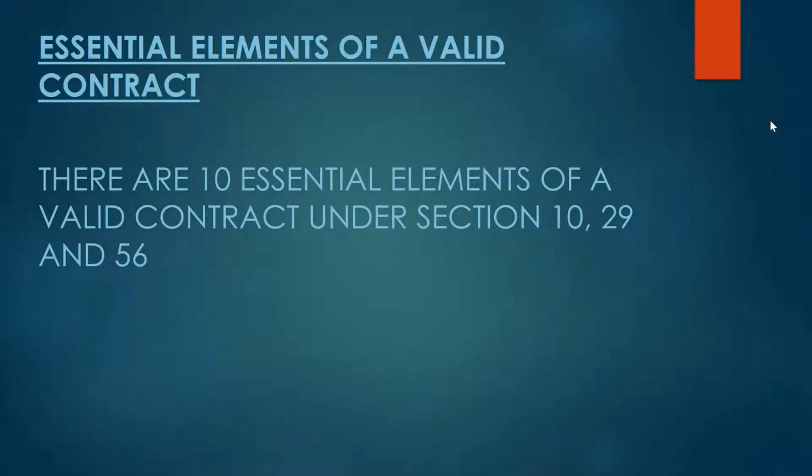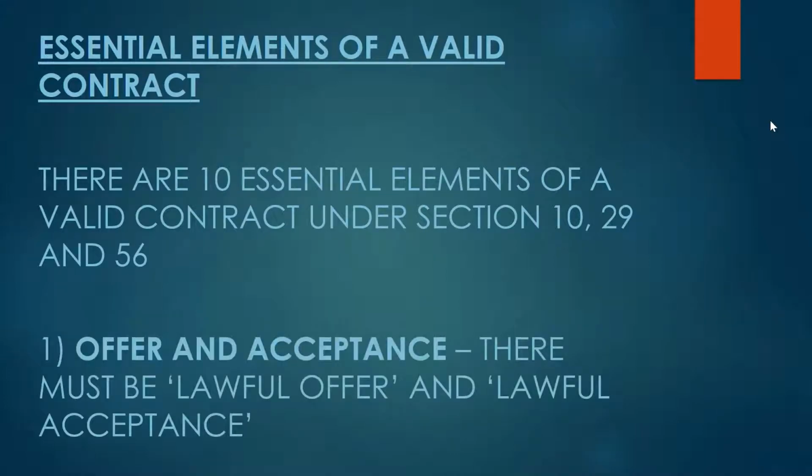Okay, so the first element we have is offer and acceptance. The very first thing towards formation of a contract is lawful offer and lawful acceptance. By lawful, I mean that the offer and acceptance must meet the requirements of the Indian Contract Act 1872, which I'll be discussing later. Right? So the first element is there should be an offer and there should be an acceptance to that offer.